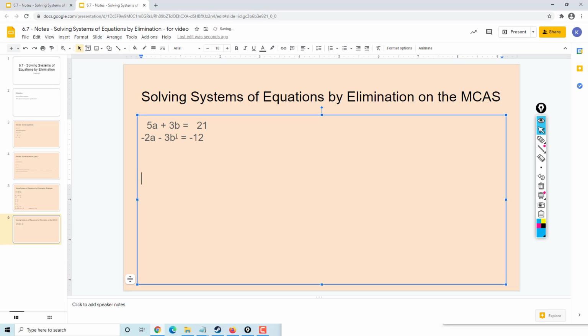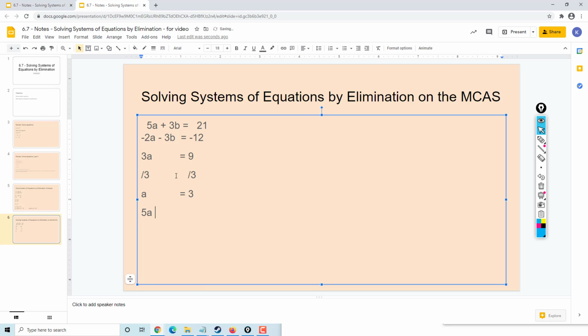Okay. So 5a minus 2a is 3a. 3b minus 3b goes away. 21 minus 12 is 9. Okay. Divide by 3, divide by 3. And I get a is equal to 3.